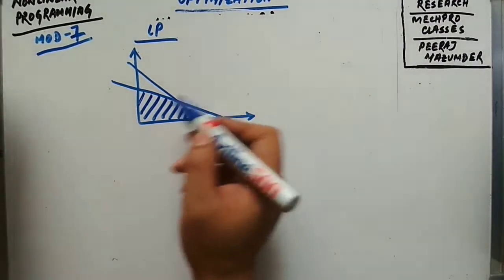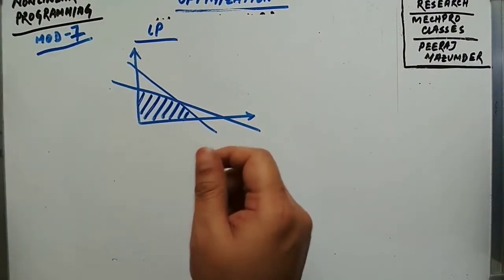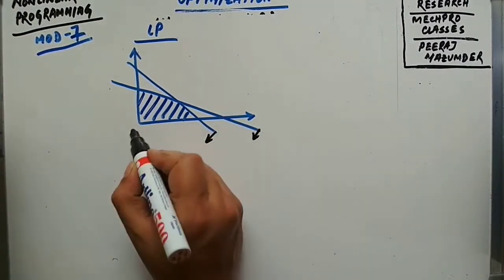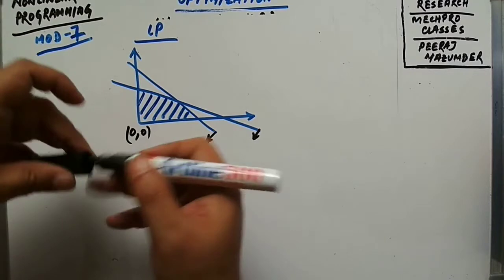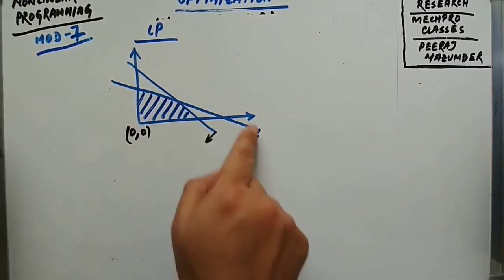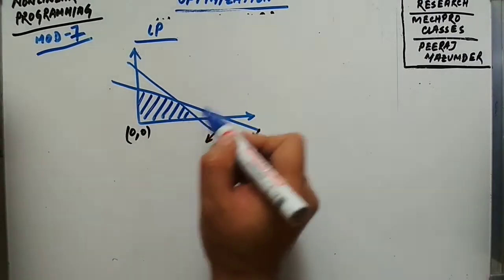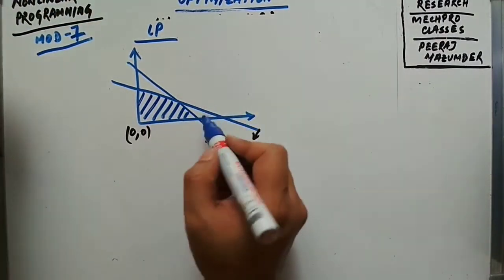You already know the next step is to find the feasible region. Say this one is the graph, this one is the origin. Say these lines are the constraints, and these constraints are less than or equal to. Say this is a maximization problem, and these are the less than.